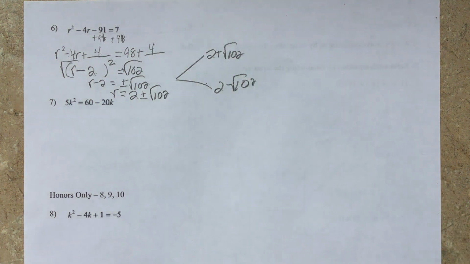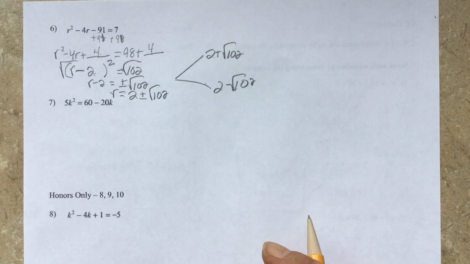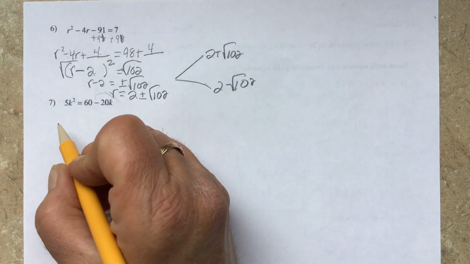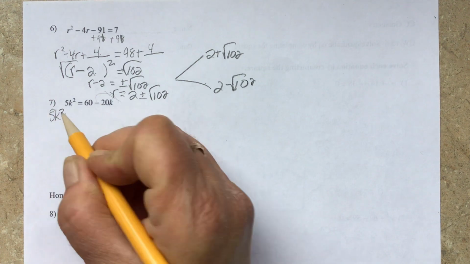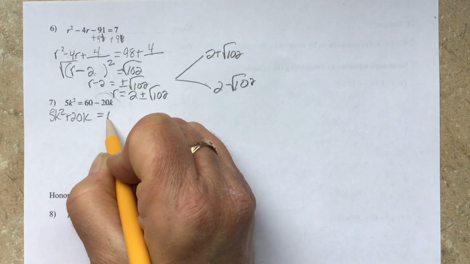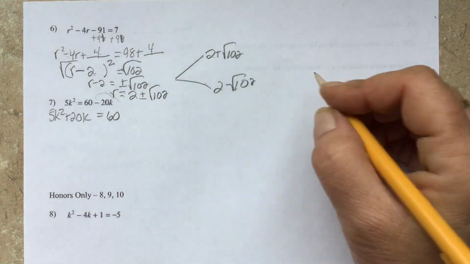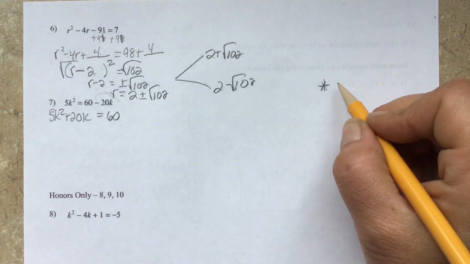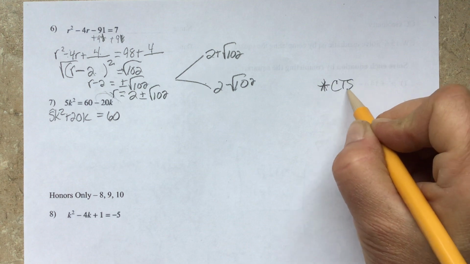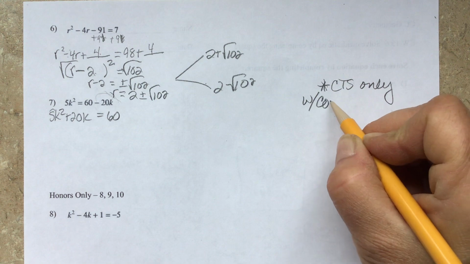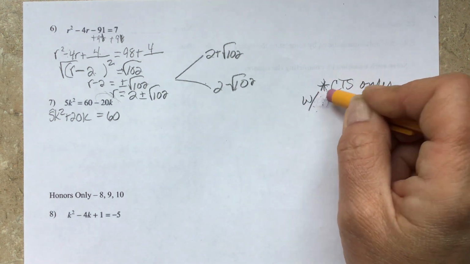Okay, now 7 is going to be a little tricky. All right, the first thing we want to do is get this 20k moved over. So I have 5k squared plus 20k equals 60. Now, this is kind of important. You can only do this, completing the square, only with the leading coefficient equal to 1.